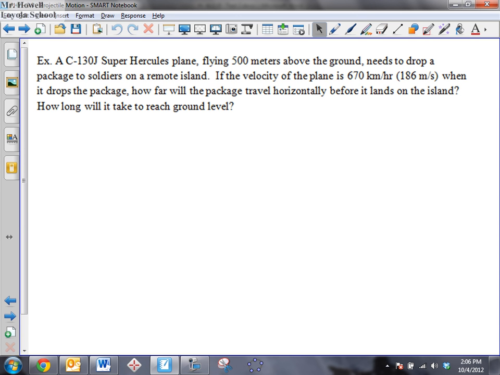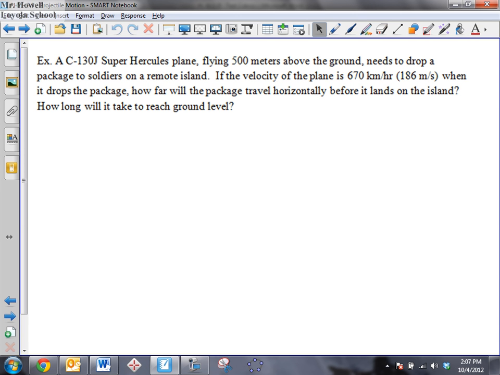This stuff happens. A C-130J Super Hercules plane, which is a cargo plane that the Air Force uses, flying 500 meters above the ground, needs to drop a package to soldiers located on a remote island. So we have a plane flying overhead, and it needs to drop a package so that it will land on the island so that the soldiers can use the utilities or the materials inside of the package. Now, they're not going to land. That's the whole thing here. They do this a lot. They drop them with either parachutes, or sometimes they'll drop them without parachutes, but they're able to land and bounce. Like a care package.